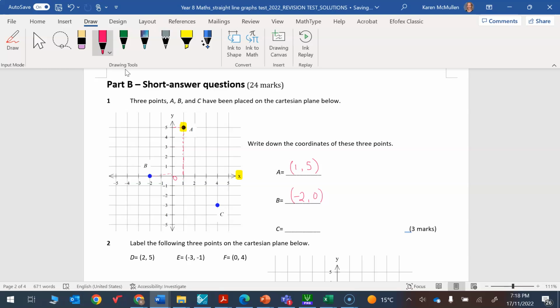All right, and then lastly, C, going up to do the x-axis first. So it's 4, and then across, and it's a bit hard to see, but there is a negative sign in front of that 3, so it's -3.